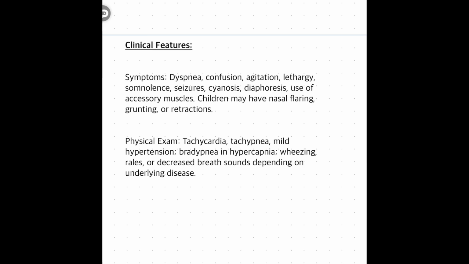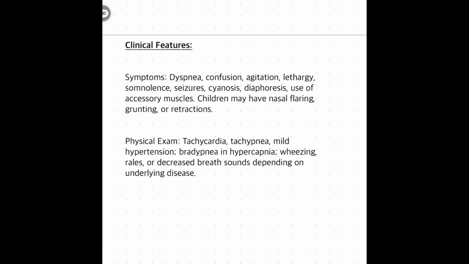There are many signs and symptoms of acute respiratory failure because oxygen is essential for every part of the body: the brain, heart, lungs, and others. The most common symptoms are dyspnea, confusion, agitation, lethargy, seizures, cyanosis, and use of accessory muscles. Children may also have nasal flaring or retractions. This is a sign of acute respiratory distress.